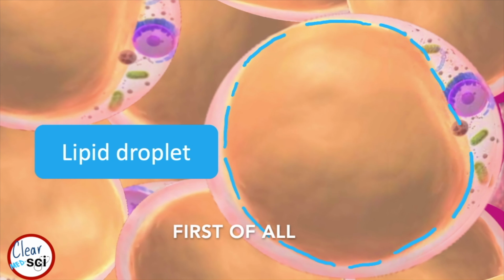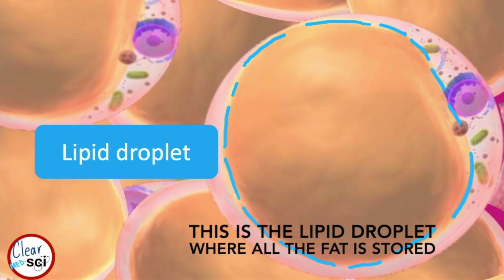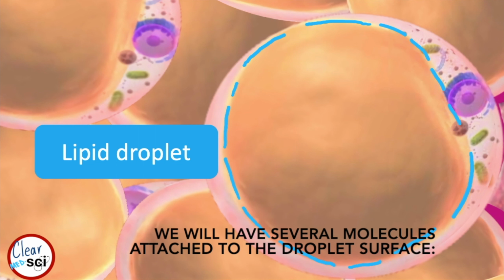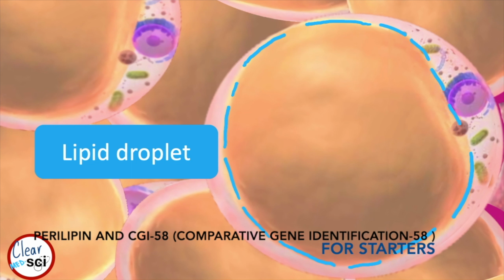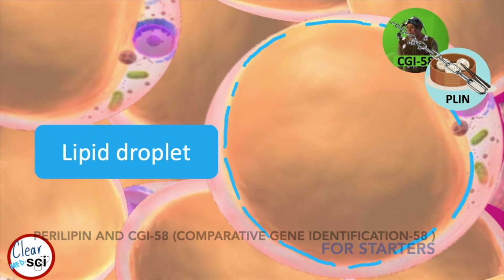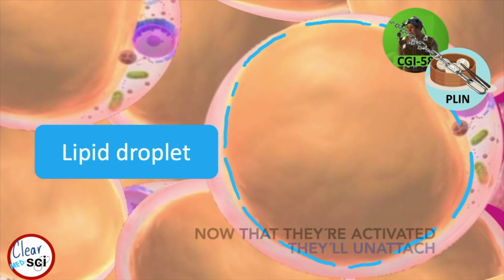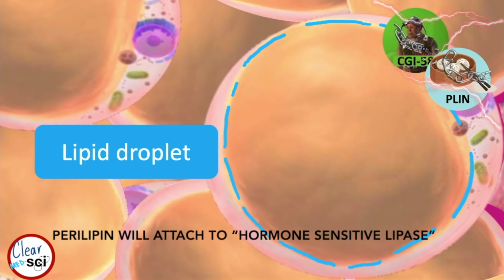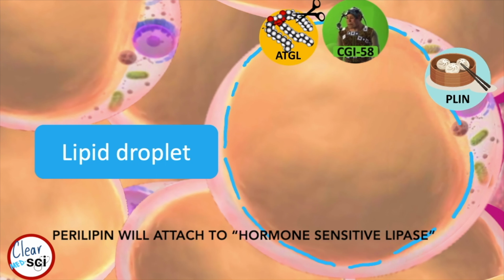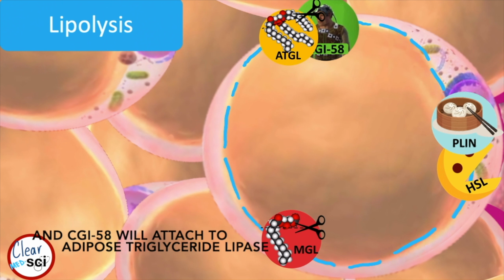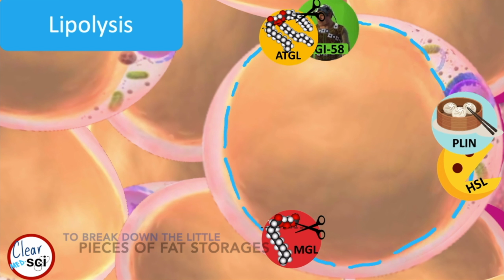So, first of all, this is the lipid droplet where all the fat is stored. We will have several molecules attached to the droplet surface, perilipin and CGI58, for starters, which when inactivated are attached together in a bond. Now that they're activated, they will unattach. Perilipin will attach to hormone-sensitive lipase, and CGI58 will attach to adipose triglyceride lipase. They'll all work as a team to break down the little pieces of fat storages.